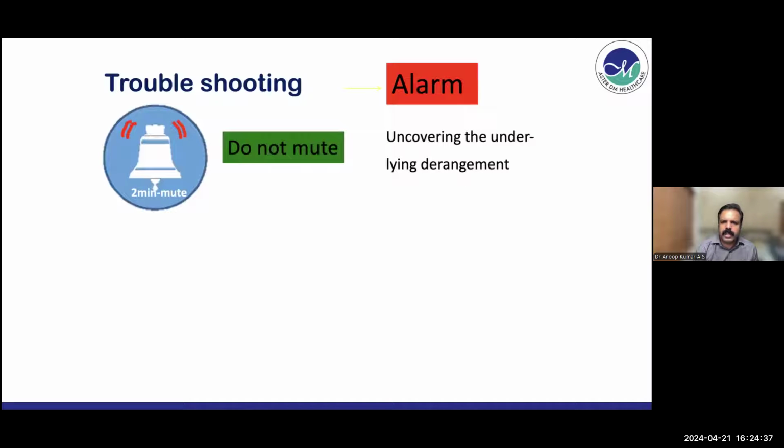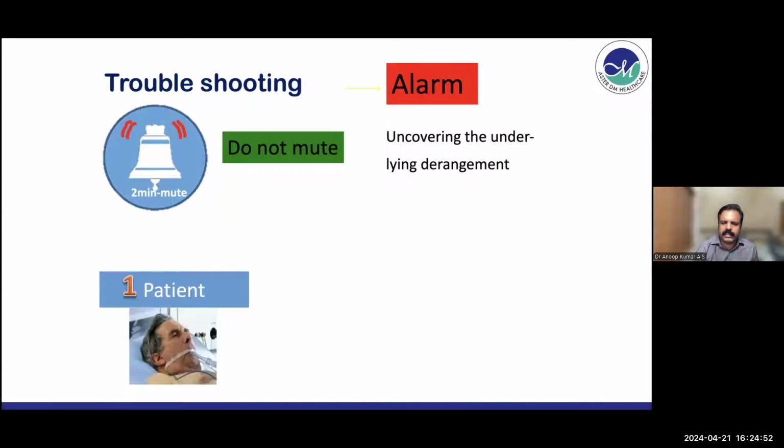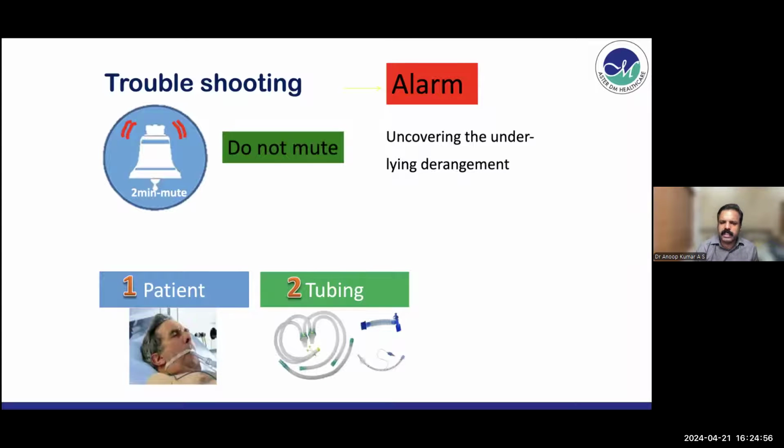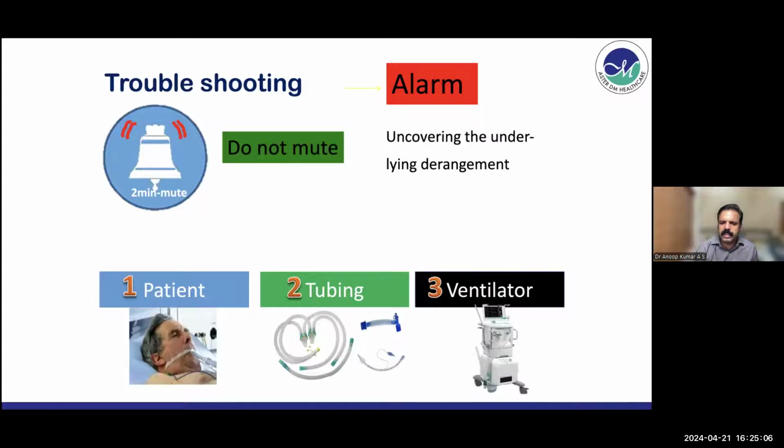Now coming to alarm troubleshooting, I've already told you there is a 2-minute mute for all ventilators, and it will basically be uncovering the underlying derangement. So please don't do that without understanding what it is. Whenever you have an issue, you have to check whether there is an issue with the patient, or an issue with the tubings, such as tubing disconnection, kinking, or excess secretions, etc. The third may be with the ventilator. So any alarm can be because of these three issues.